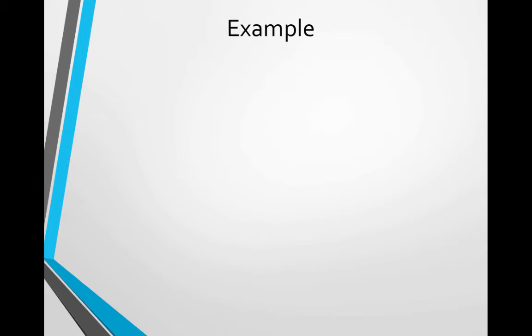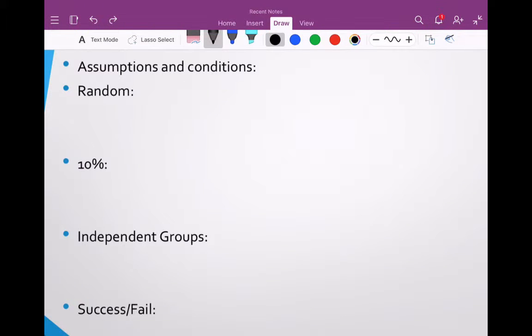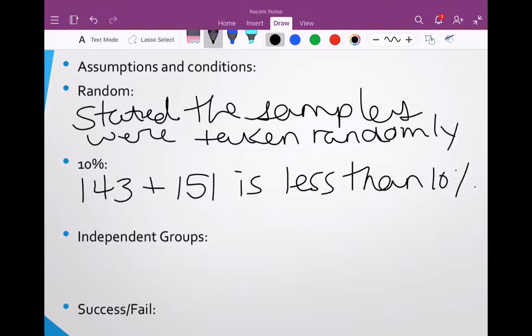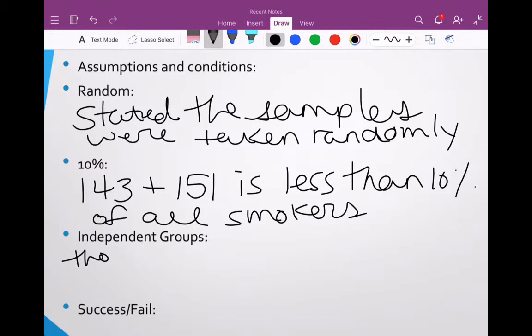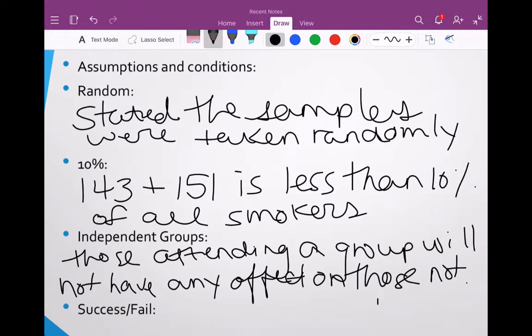The first thing we have to do with our example is check our assumptions and conditions. The first condition that we're going to have to check is our random condition. In the problem, it specifically stated the samples were taken randomly. The second condition is our 10% condition, and the first sample size of 143 plus our second sample size of 151 is going to be less than 10% of all smokers. And then for the independent groups, those attending a group will not have any effect on those not attending. And then finally, the success-fail condition.